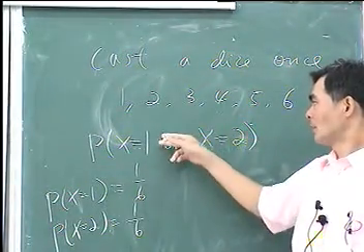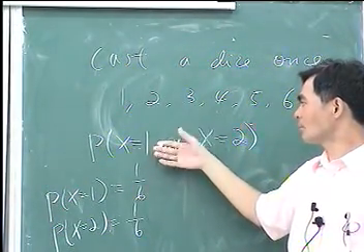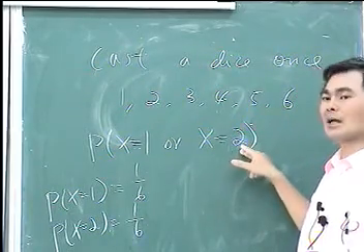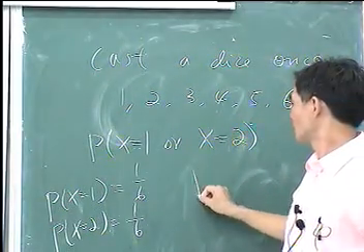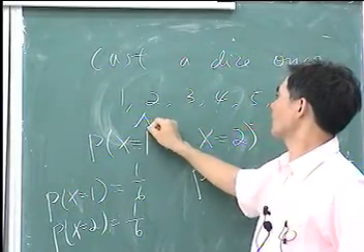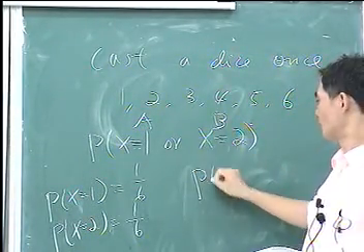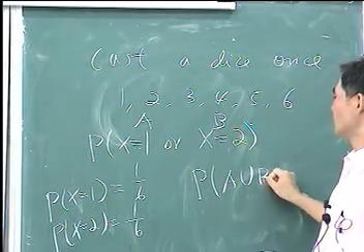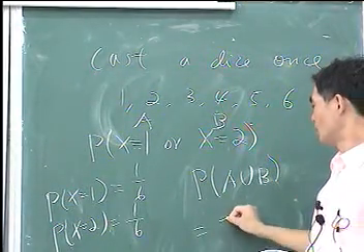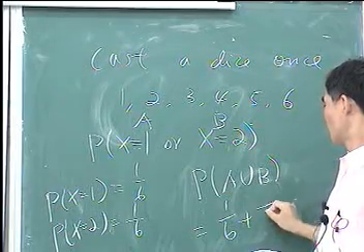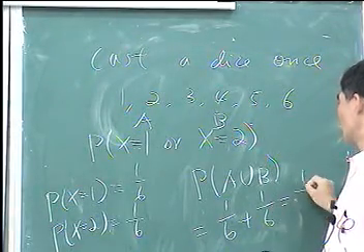And if I say I'm interested in this happening or this happening, let us say this is A and this is B. A or B would be A union B, and so that would be 1/6 plus 1/6, which is 1/3.